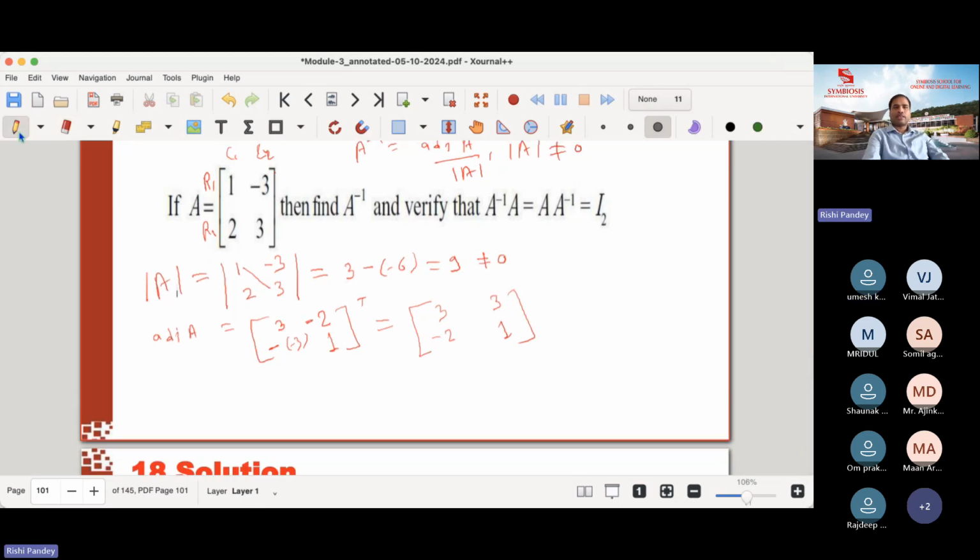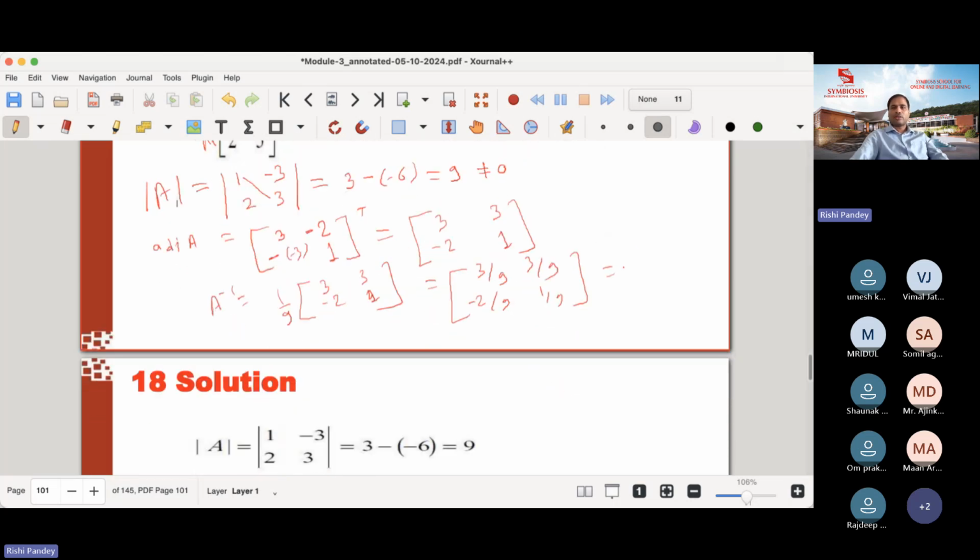Now the inverse. We will write the inversion. So what is the inversion? Inversion says that whatever the determinant is, you can divide. So we will write the adjoint value here and divide by 9. Or you can divide 9 everywhere. 3 by 9, 3 by 9, 2 by 9, 1 by 9. So it becomes 1 by 3, 1 by 3, 2 by 9, 1 by 9. And that's all. Okay, done.